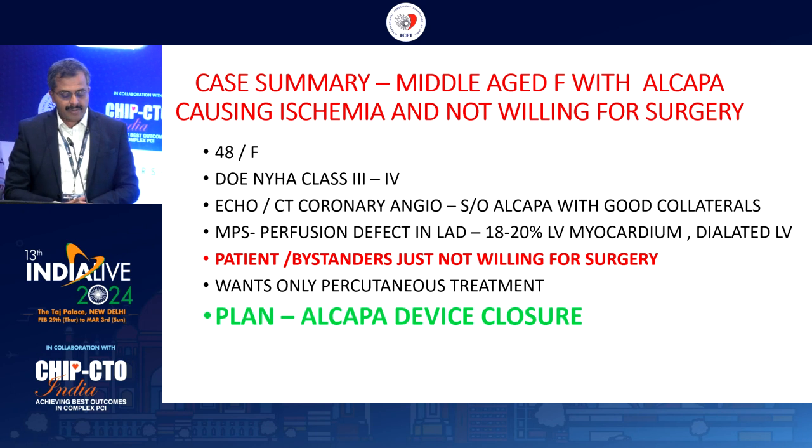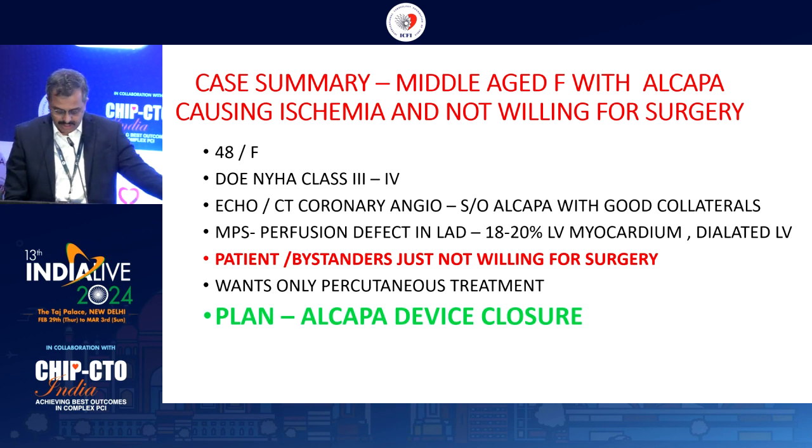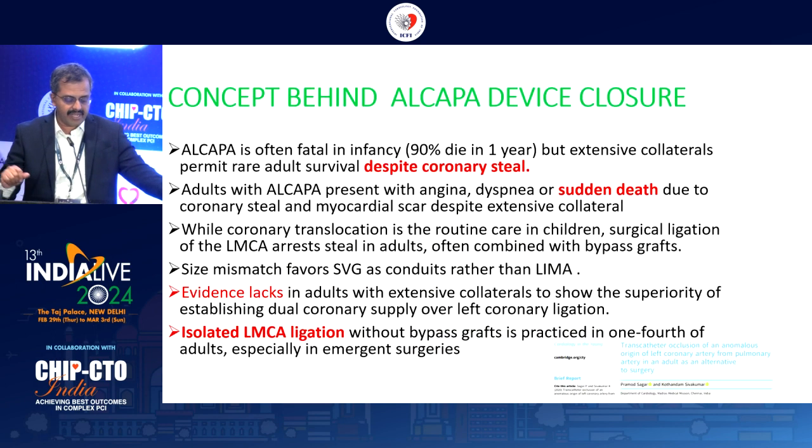The surgeon refers her back saying that she's just not willing for surgery and she's profusely symptomatic. Try any percutaneous option. So that's when she comes back to us. So at this juncture, we think of doing an ALCAPA device closure. So what's the concept behind it?